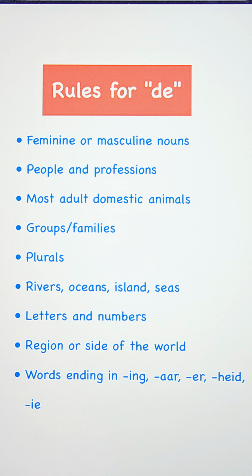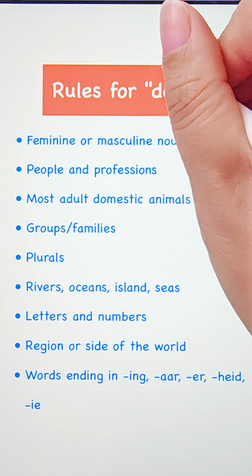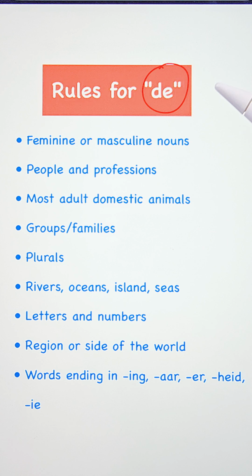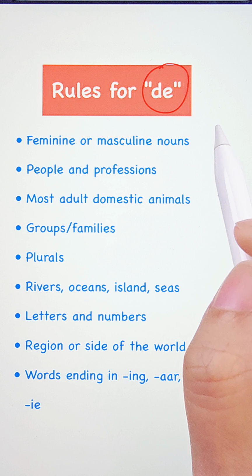In this lesson, we're going to learn some guidelines for "de" and "het". In the first lesson, we're going to talk about the rules for "de", followed by rules for "het", and then examples. Here are the rules for "de". "De" is used for feminine or masculine nouns.